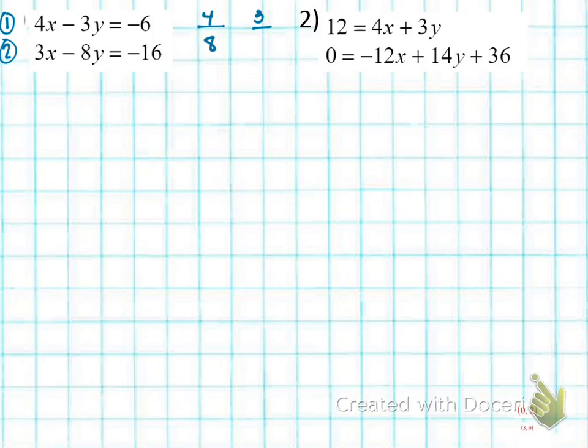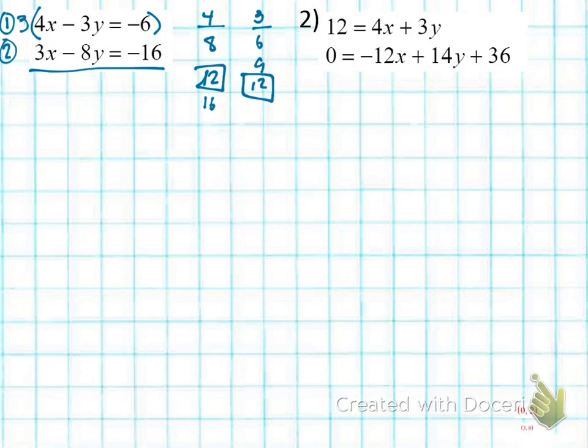So we got 4, 8, 12, 16, and so forth. And then we got 3, 6, 9, and 12. And you see the lowest common multiple here is 12. Okay, so I want my x's to both look like 12s. Right now they don't. So I'm going to take equation 1 and put parentheses around it. What do I multiply 4 with to get 12? 3. Okay, so I'm going to multiply everything by 3.